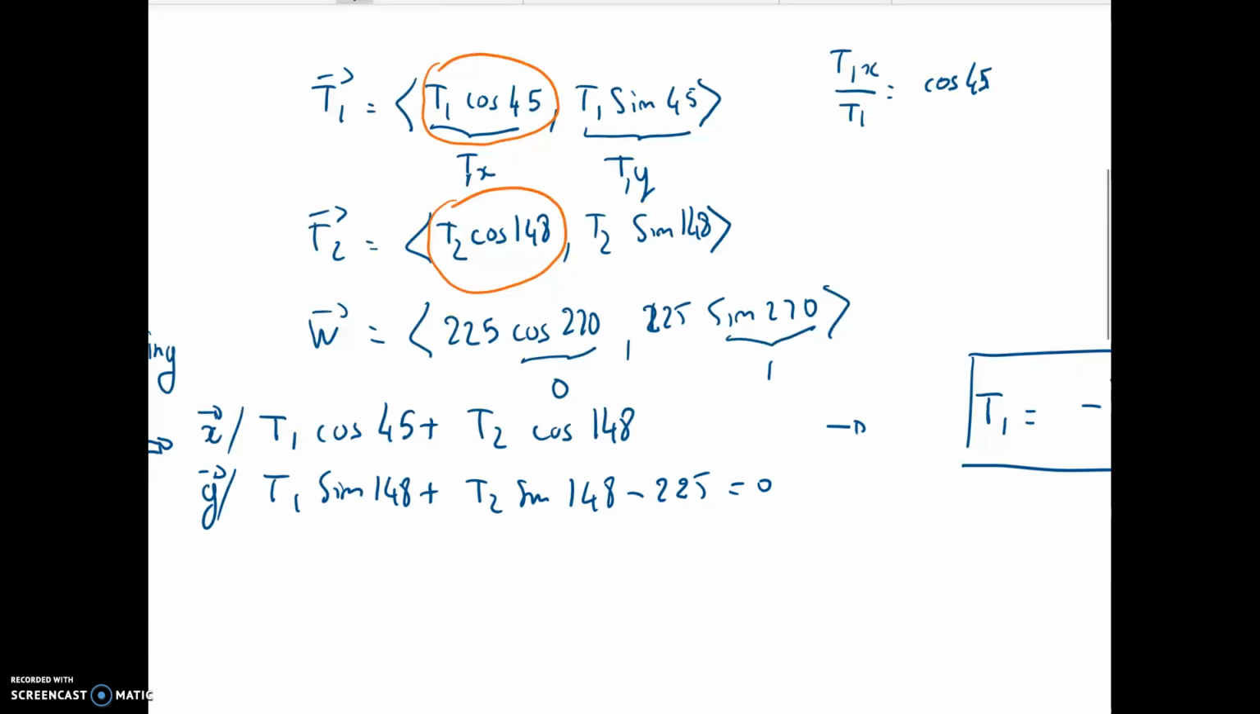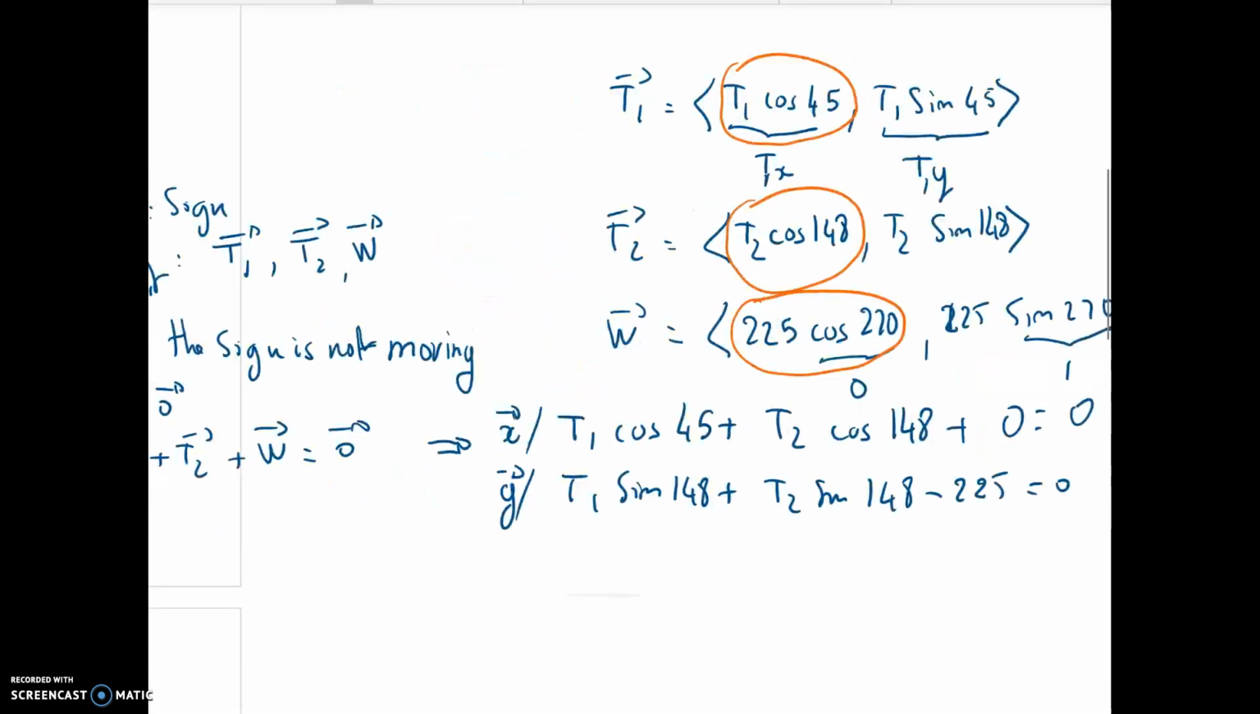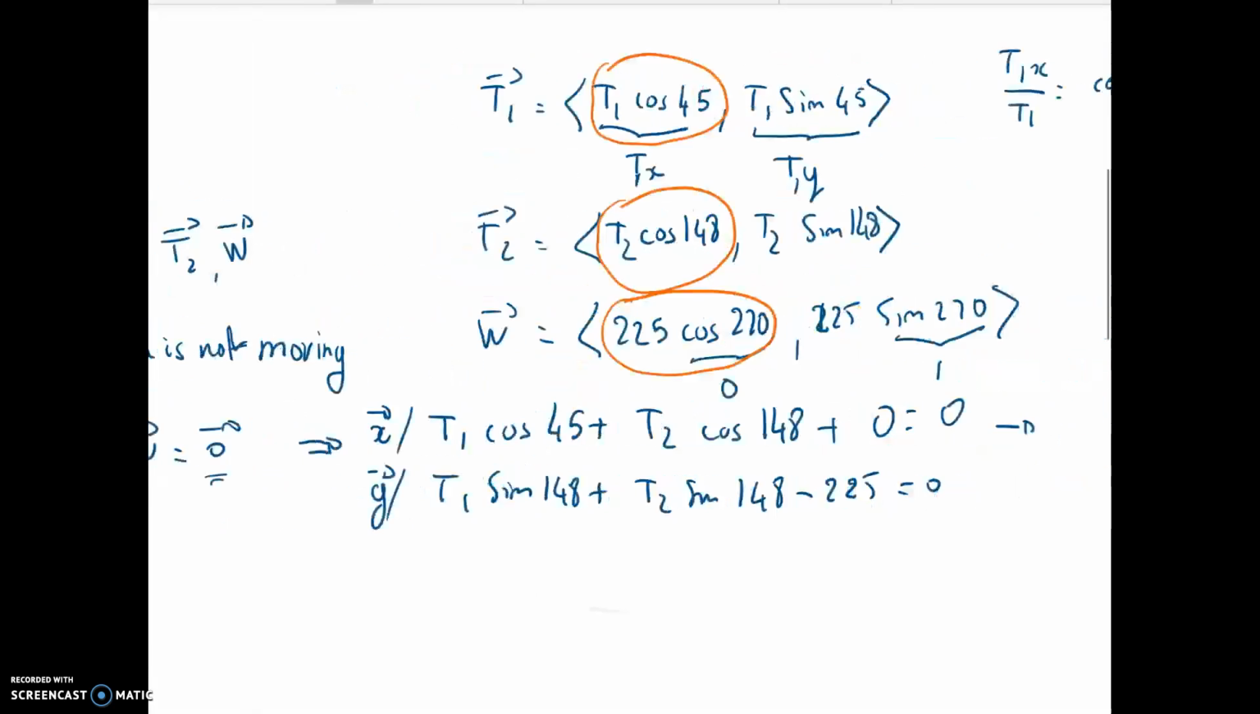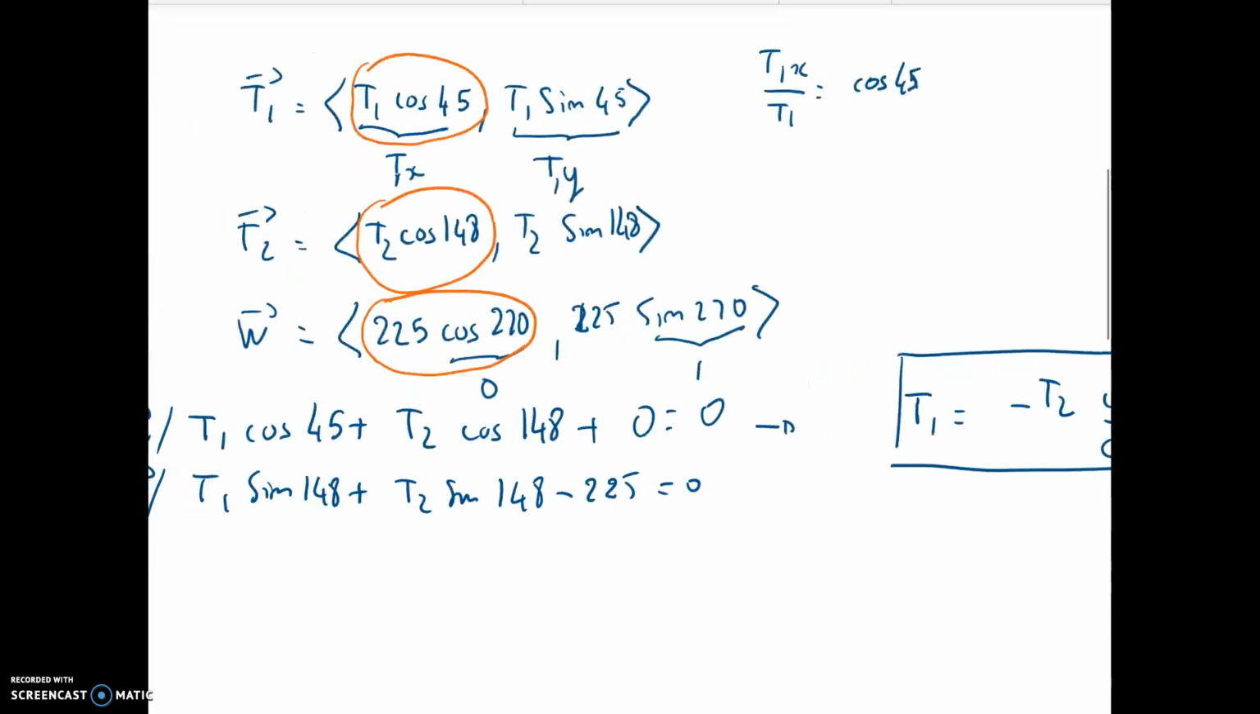Why plus 0? Because this one right here is 225 multiplied by 0, which is 0. And obviously, the sum of the forces equals 0. So on the x component, it will be equal to 0.